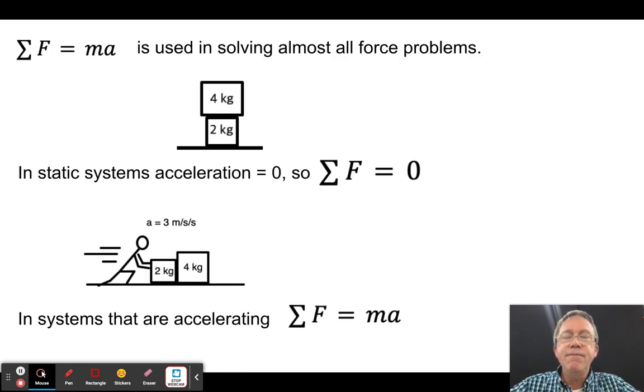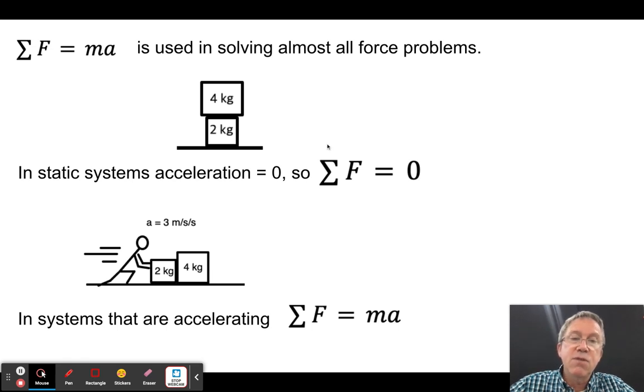So like we're going to do here. We're going to use the sum of the forces equals ma, Newton's second law, to solve almost all the problems in this unit. We can have two different things. We can have static systems, one in which there is no acceleration. So here I've got these two boxes sitting on a floor. The floor is not in an elevator, so it's just at rest.